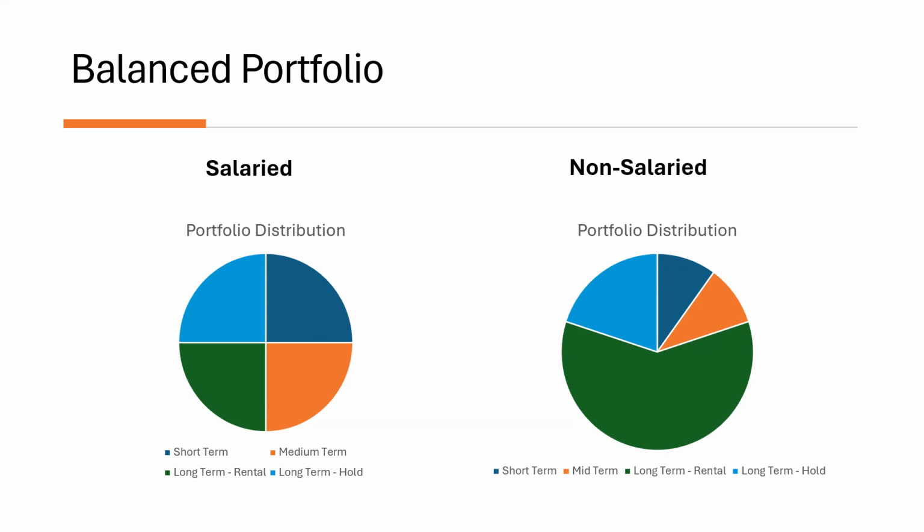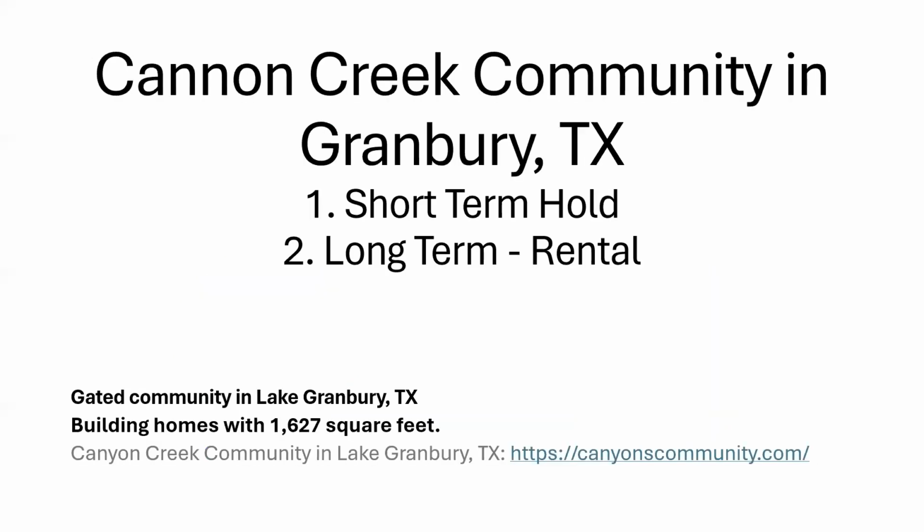So now we move to the community. In this community, as I mentioned here, Cannon Creek community, it can be used for two purposes: short-term hold and long-term rental. Short-term hold means currently we are trying to create smaller homes over here, and those smaller homes will be sold, and then we can distribute the profit.